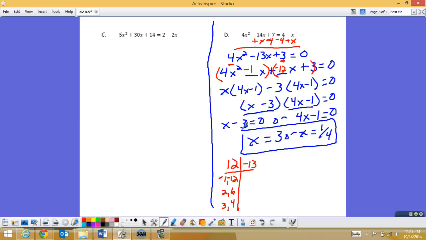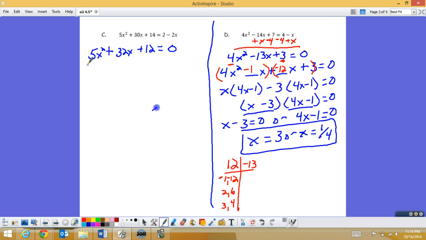So now jumping over to C, and again we want to set this equal to 0. So that means we need to subtract the 2. So 14 minus 2 is 12, positive 12. And we also need to add the 2x. 30x plus 2x is 32x. And then we've got the 5x squared. So we're going to factor the 5x squared plus 32x plus 12.